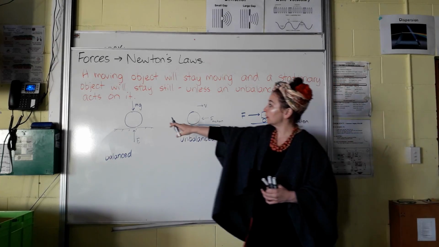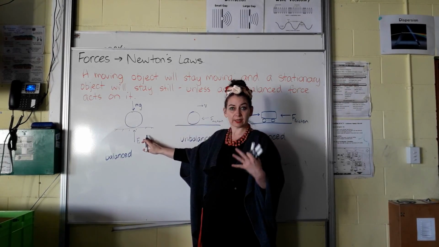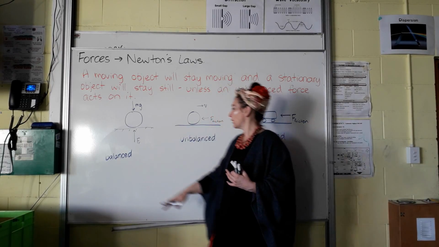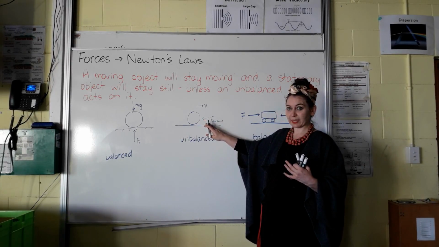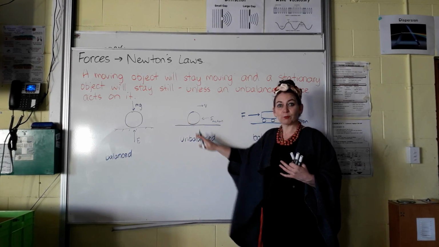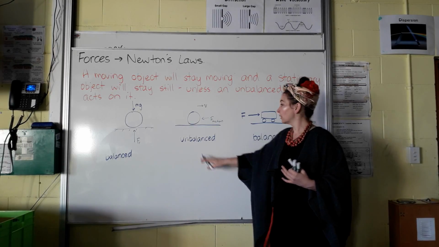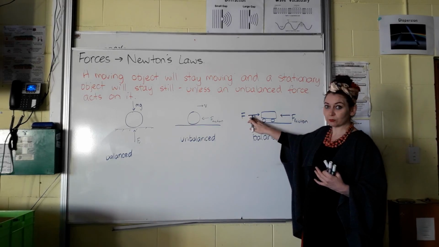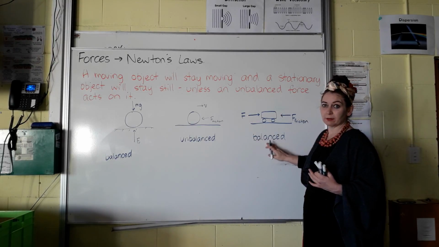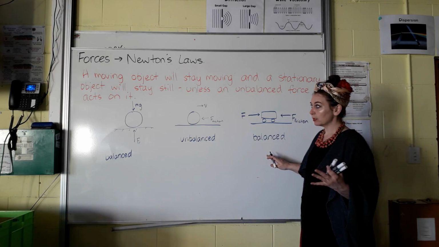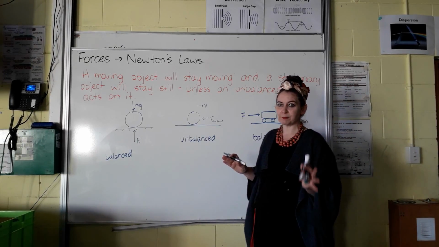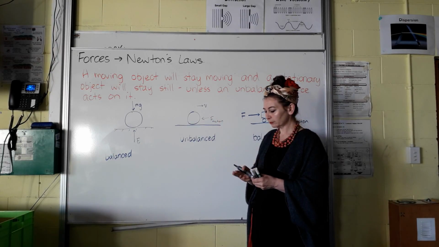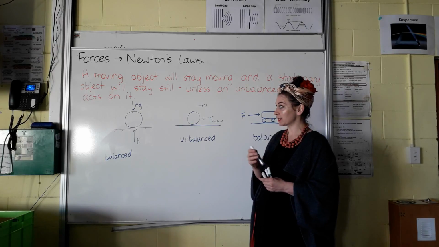So balanced, the weight force and the response force are equal and opposite, therefore the ball stays still. Unbalanced, there is a friction force acting, but no push force. The ball will slow down. Balanced, there is a friction force acting, but we are also applying a push force, therefore balanced, constant speed. So these are all situations you're really familiar with, even if you've never thought about them in terms of Newton's laws. So let's consider Newton's second law.